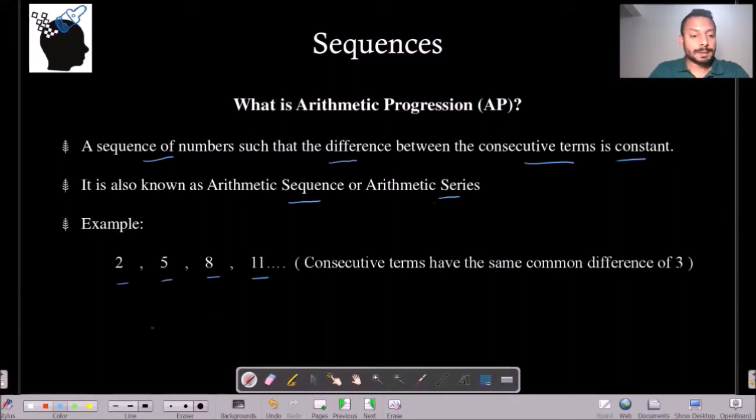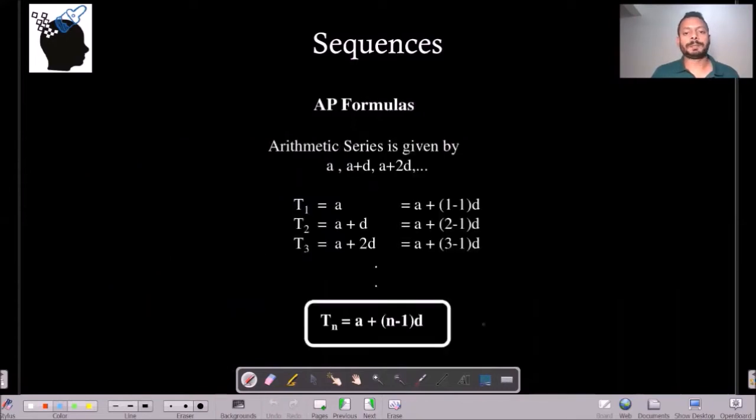What do we mean by this? So if you look at the terms, they actually have a difference of 3. Now since the consecutive terms have the same common difference of 3, that makes this series an arithmetic series or an arithmetic progression. Now let's try to generalize this and let's try to generate a formula for this series.